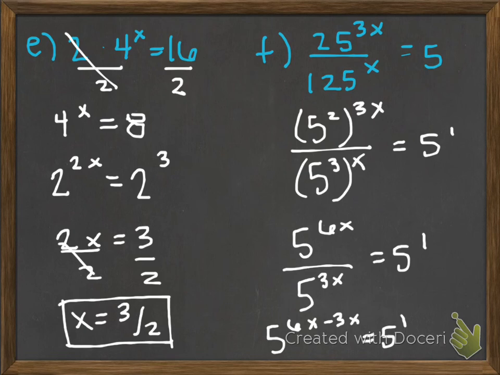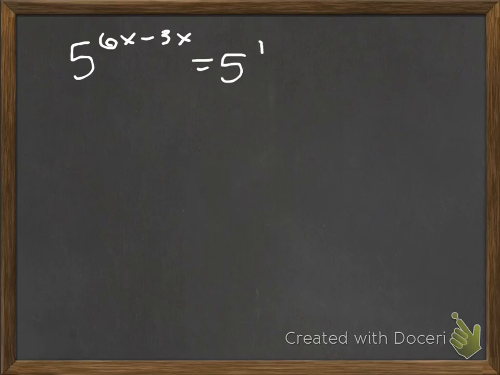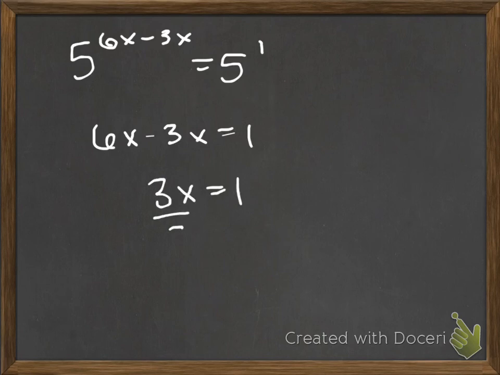I'm going to flip screen so I have more room. So you're at 5 to the 6x minus 3x equals 5 to the first. So 6x minus 3x equals 1. 3x equals 1. Divide by 3. X is 1/3.